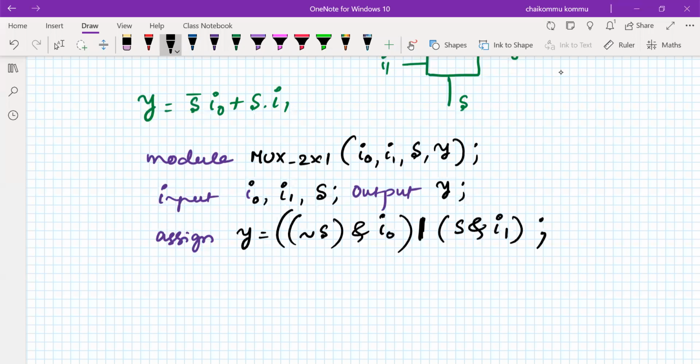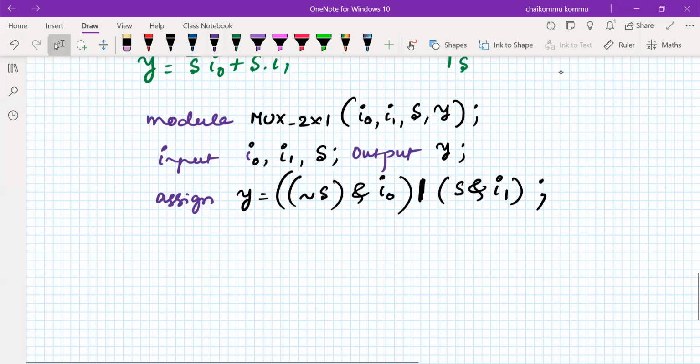Is it clear? It is better to use the parenthesis. Otherwise, it will be a little bit difficult to read. For the simulator, we can understand, but for us it's difficult to understand. Finally, we need to write endmodule. Okay, so let us take another way to write this equation. Very useful equation, in fact.